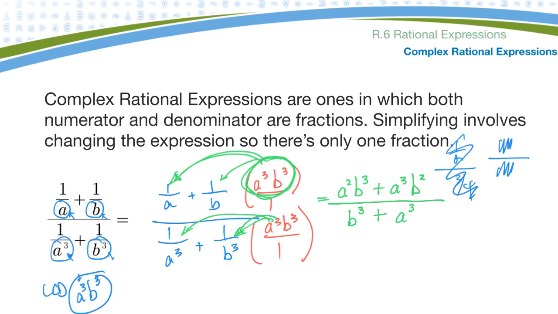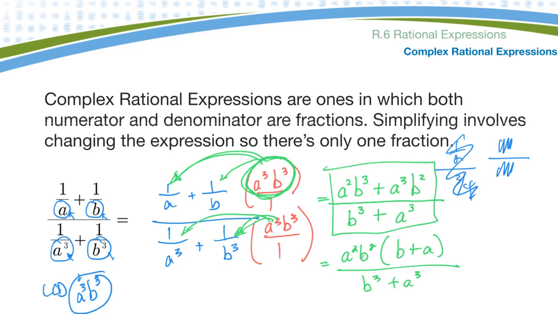Okay, you could probably factor something out of that top stuff. You could factor an a squared out, but you won't be able to cancel anything, I don't think. Let's try it. So I'm going to factor a squared b squared out. And if I do that, that'll leave me with b plus a, and on the bottom, b cubed plus a cubed. You can't cancel anything else. So I would just leave it right there like that.